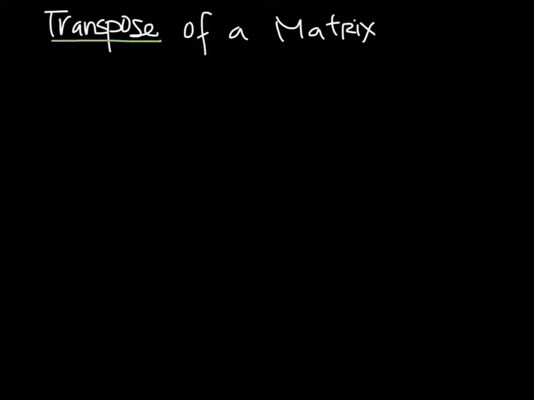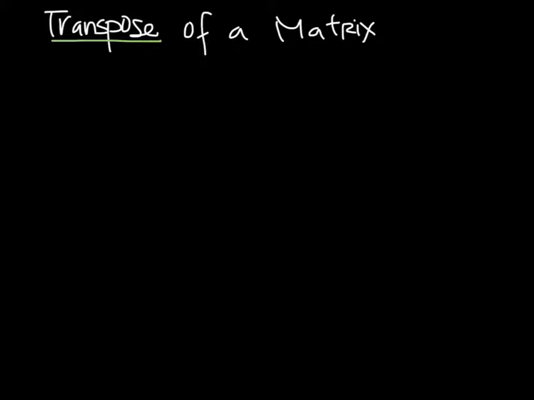Okay, I want to talk about the transpose of a matrix. In your book, they do obviously discuss it, but I just wanted to give you a quick example because it's very abstract. You have this m by n matrix, and you can easily get lost in all the words.